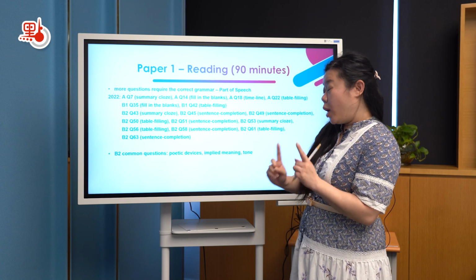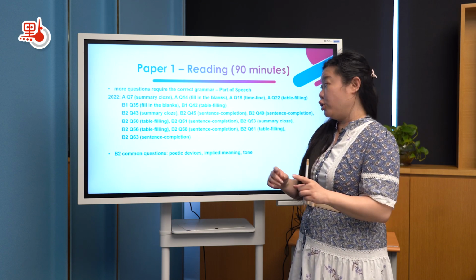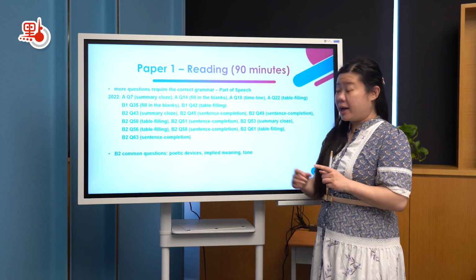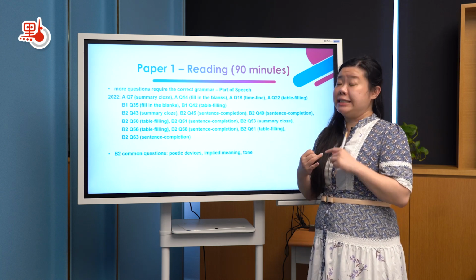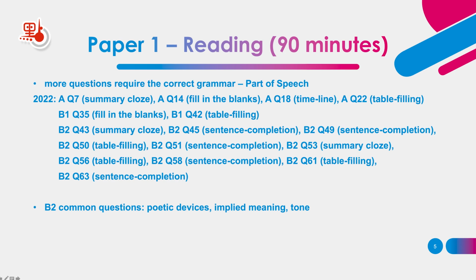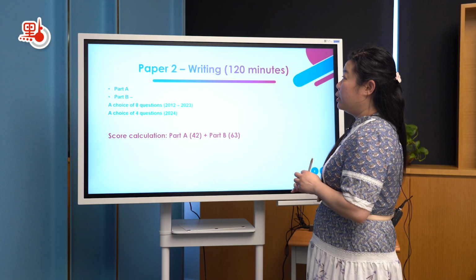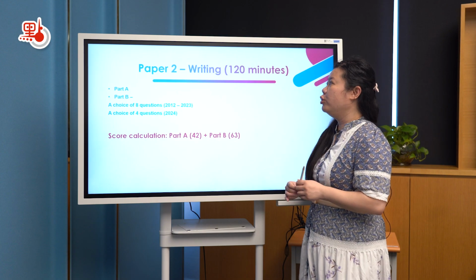Also, quite common questions in part B2 would be poetic devices questions. They ask you about metaphor or simile. And then they also ask you the implied meaning of a sentence or a small paragraph, and also the tone. These are the questions you really have to pay attention to if you want to score good marks in the HKDSE. So let's move on to paper 2, writing.